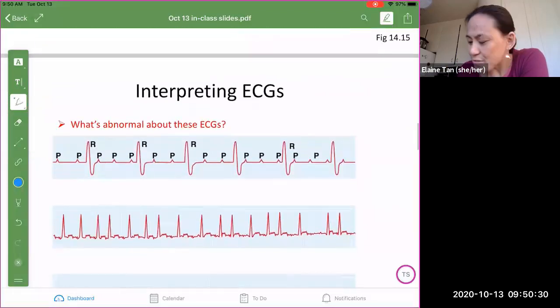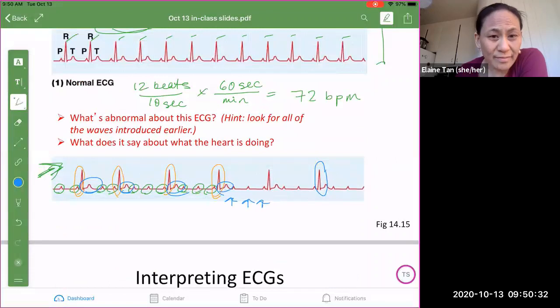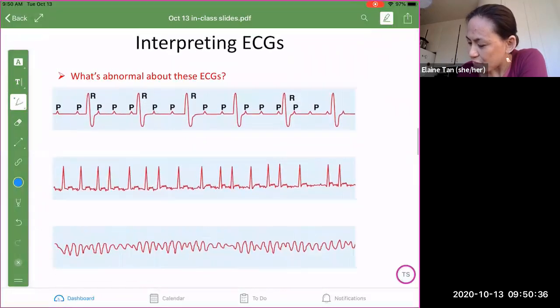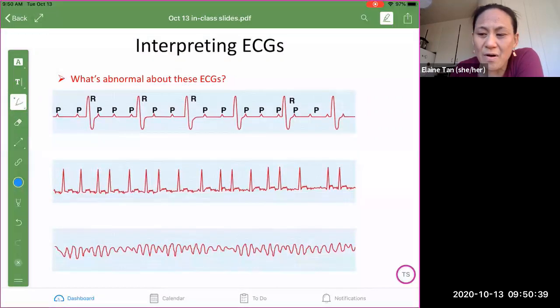Okay, so now that we looked at that one, let's spend a little bit of time looking at a few more. Just on this slide, I'm going to have you all break out into your breakout groups and discuss what you think is going on with these 3 traces here. Okay, so off we go.